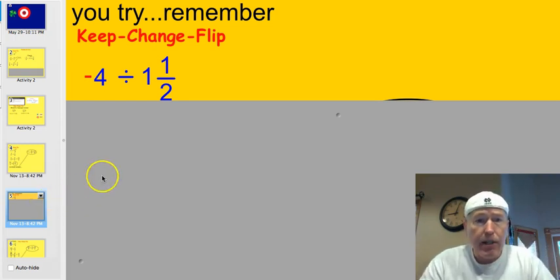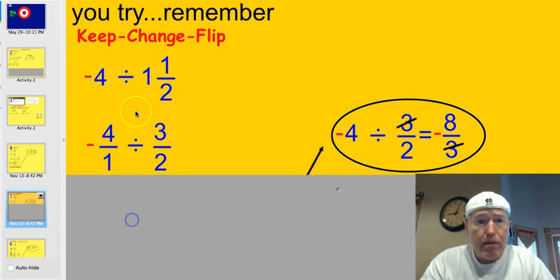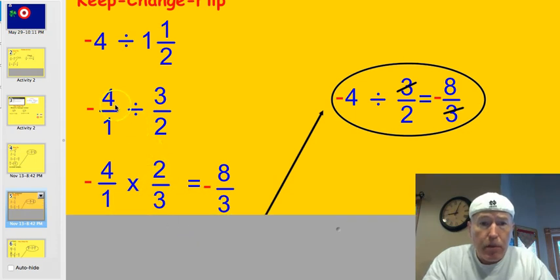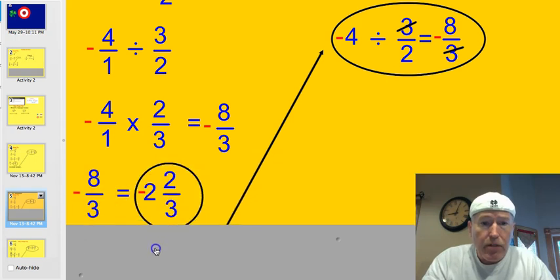All right, let's see how you did. Did you rename first? Negative 4 divided by 1 1/2. Here's negative 4. You did rename, very good. Did you keep change flip? We kept this one. We changed this one. We flipped it. Multiply straight across.